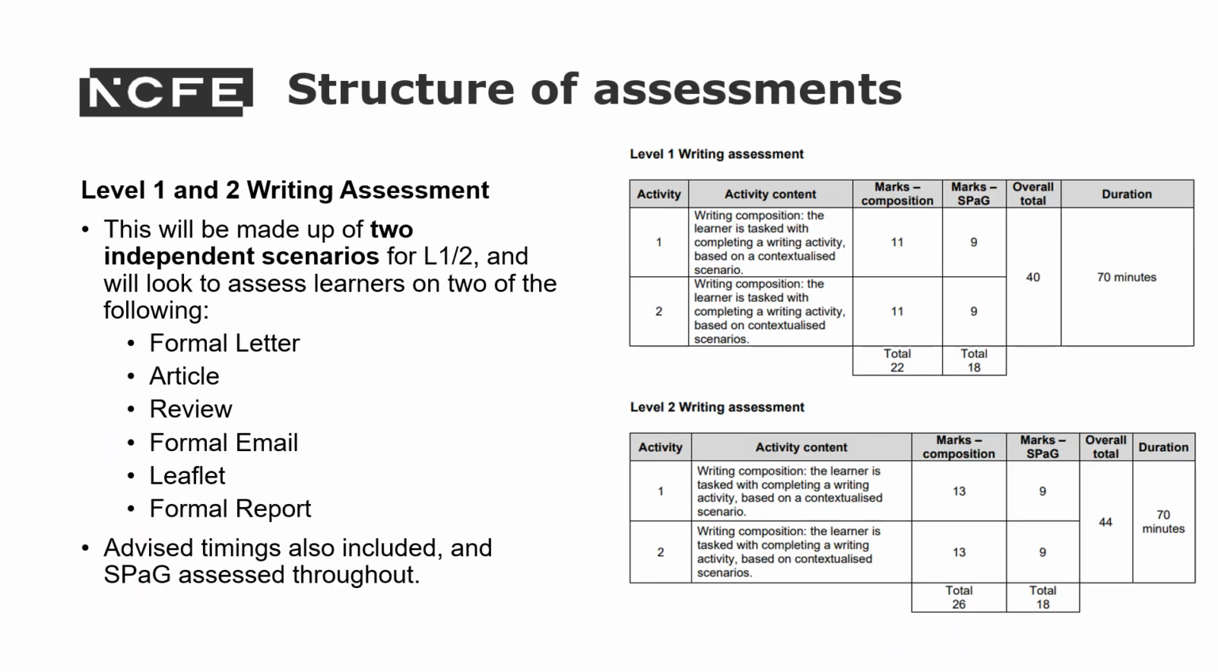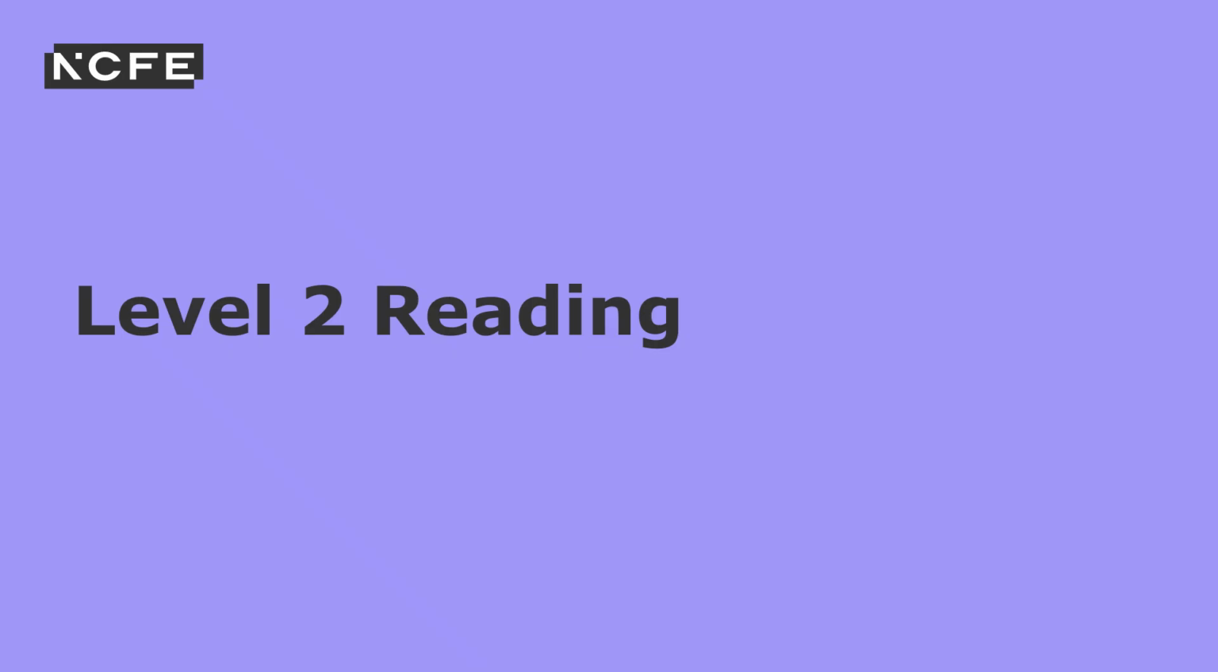In terms of the writing assessment and how they're broken down, Level 1 and Level 2 will assess 2 of the following: formal letter, article, review, formal email, leaflet and formal report. So we're going to start with looking at some specific questions, such as language and organisational features for Level 2 and what learners are expected to know.